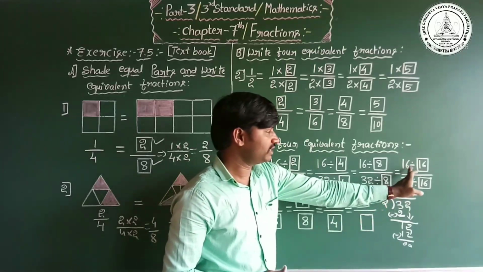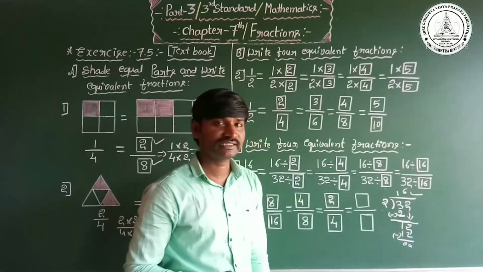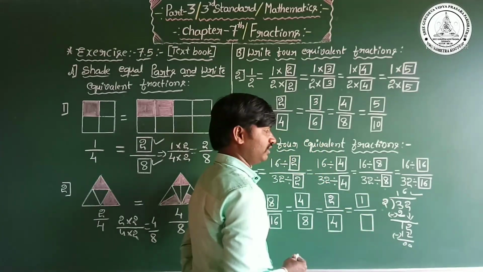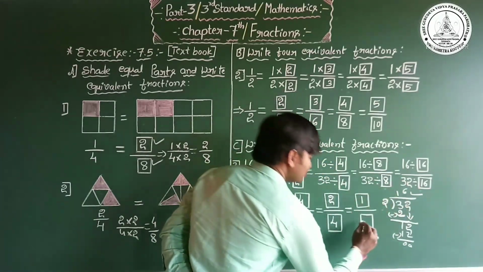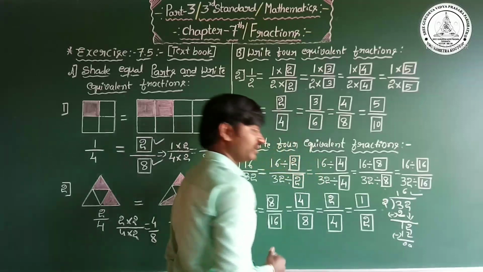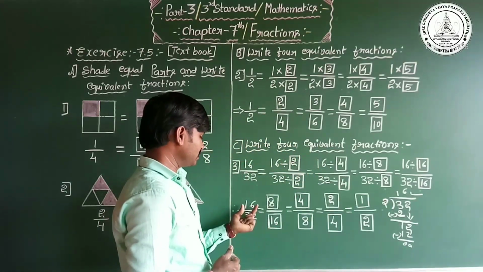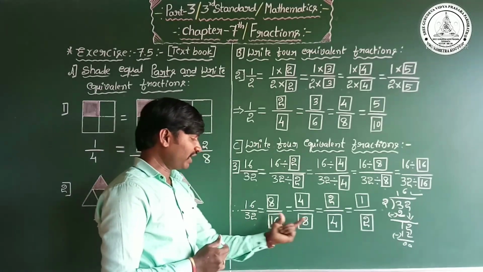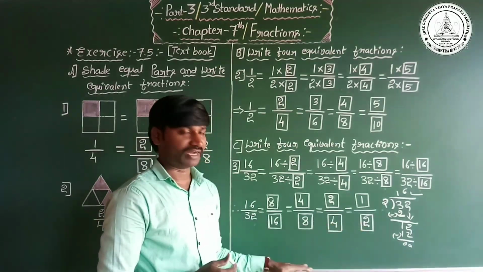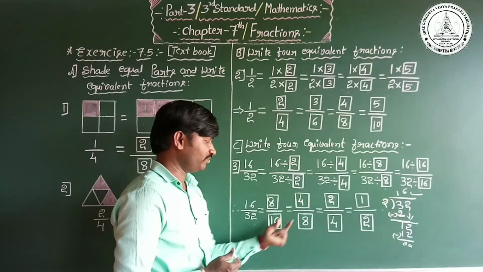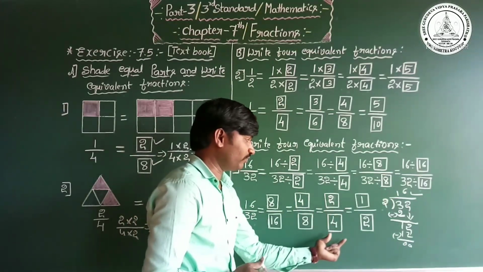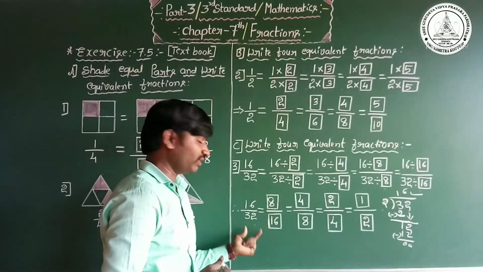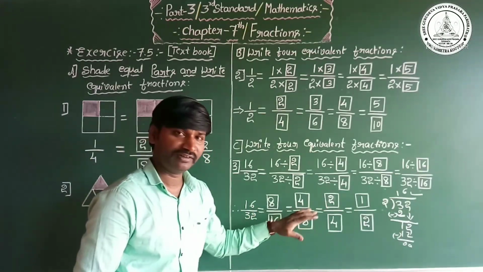Okay. The next, 16 divided by 16. 16 how much is 16? Yes, your answer is right. 16 1s are 16. The next, 16 how much is 32? 16 2s are 32. Clear? Okay, dear student. 16 by 32 is one of the given fractions. We find out the 4 equivalent fractions. Those are 8 by 16, 4 by 8, 2 by 4, 1 by 2. These are the equivalent fractions of 16 by 32. Are you clear?